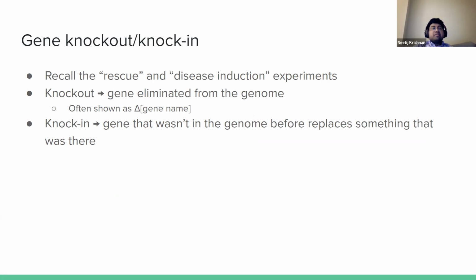If you have a mouse or a cell line that has a gene knocked out, it'll often be shown as delta gene name. So a delta P53 model would have an absence of P53, and so it'd have a greater risk of cancer. Now, a knock-in is a gene that wasn't in the genome before, but it replaces something that was there. So if you're trying to introduce a gene, you would knock it in.